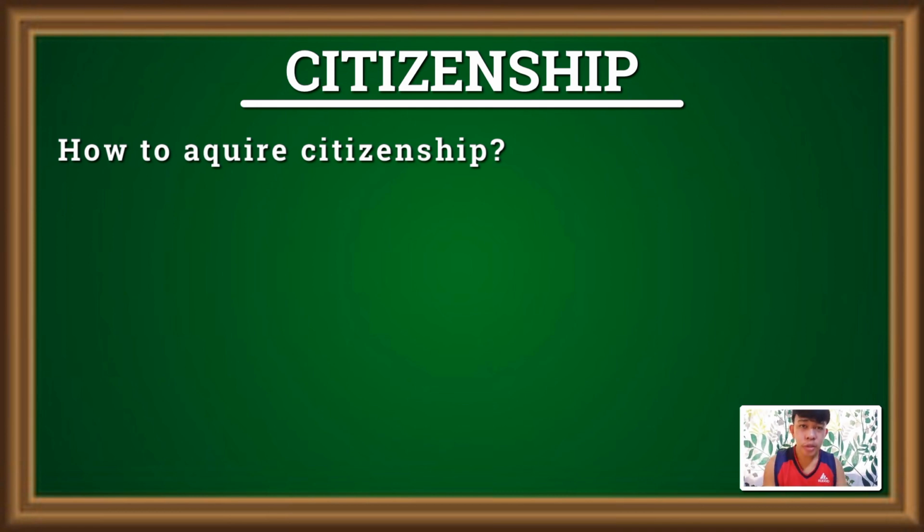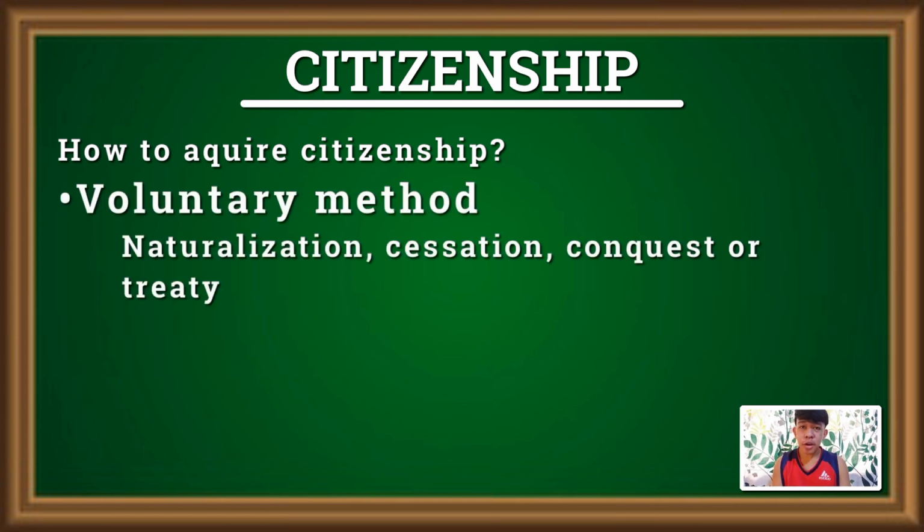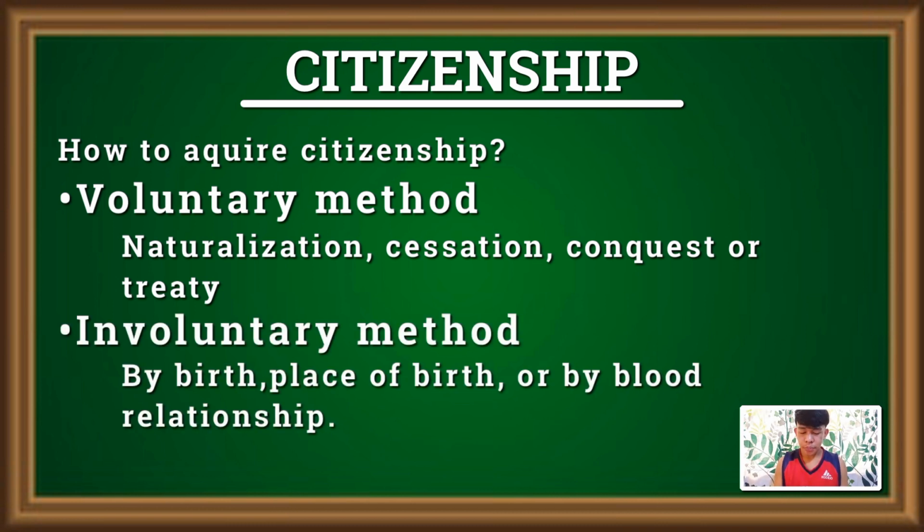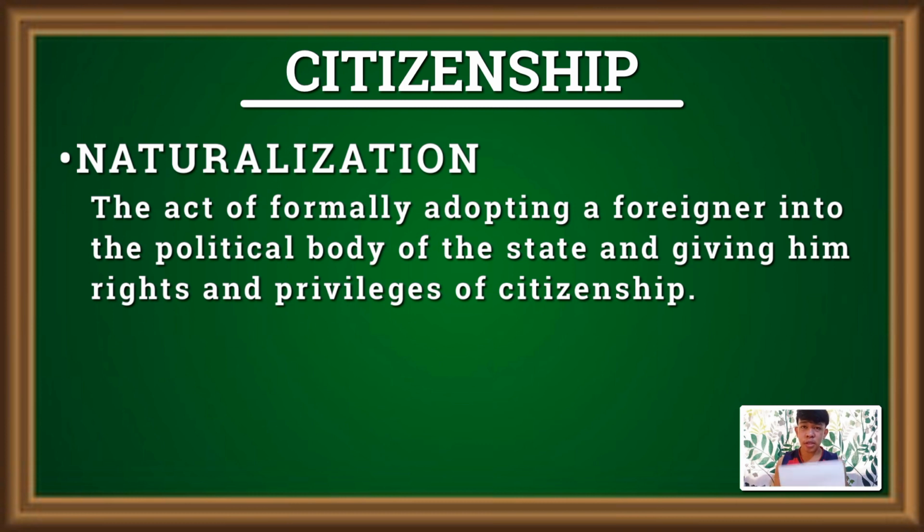So, how to acquire citizenship? There are two methods in acquiring citizenship. One, the voluntary method, by naturalization, cessation, conquest, or treaty. By voluntary, it means you have to act to become a citizen of that country. Two, the involuntary method, by birth, place of birth, or by blood relationship. You don't have to act. For example, you are born here in the Philippines without having to perform any act, so you are known as a Filipino citizen.